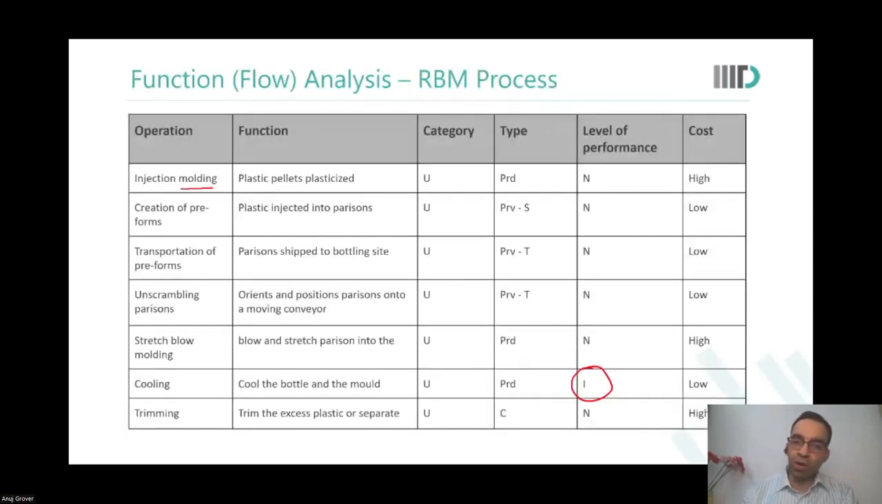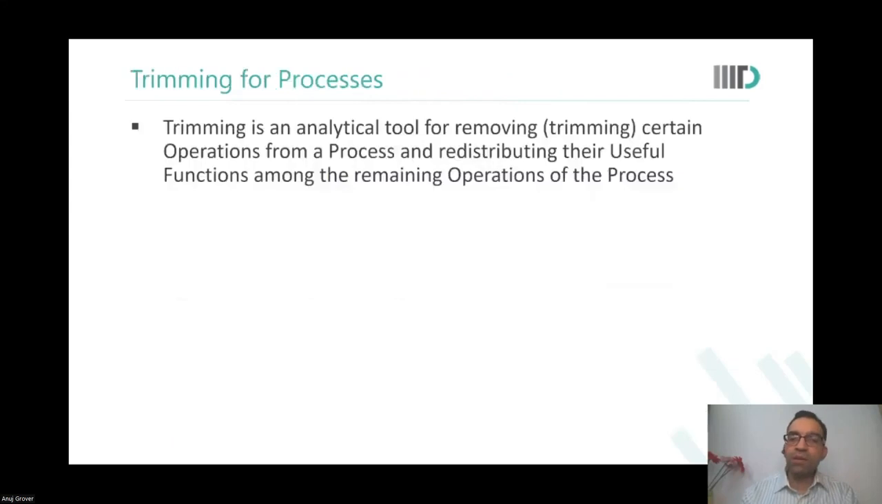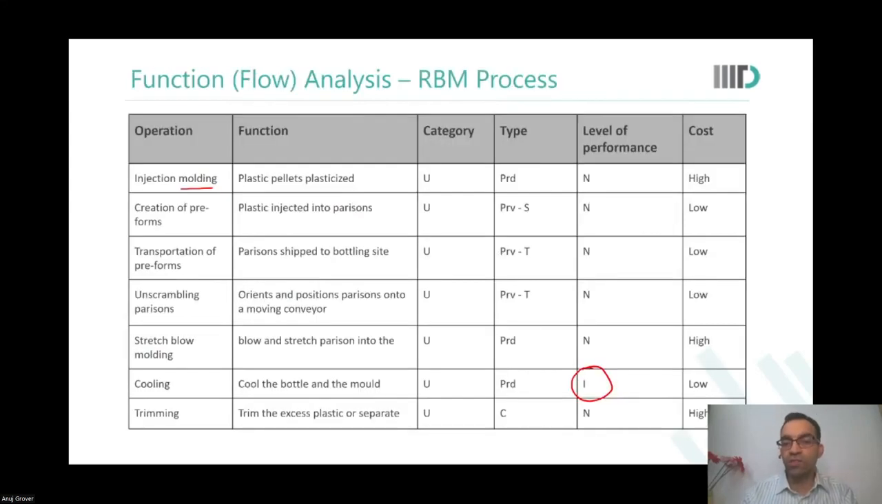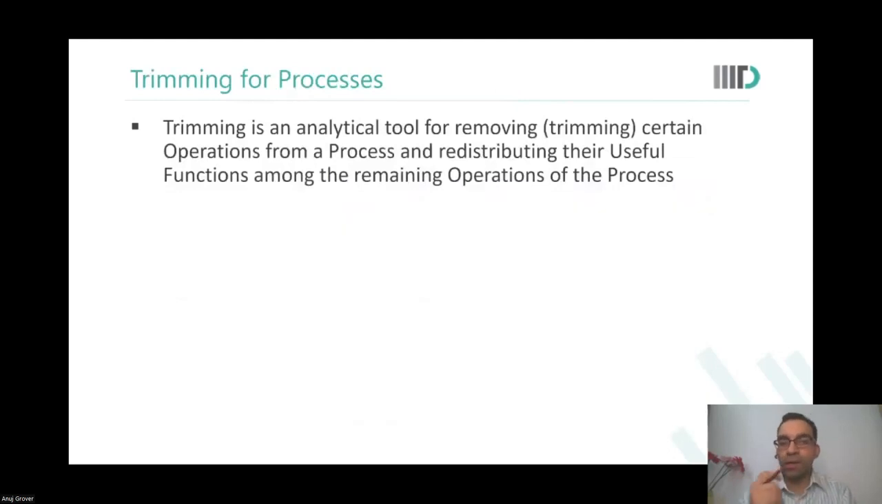Once we have this kind of a model, then we look at trimming, where we say, okay, which functions from over here can be removed so that the overall cost of the system, overall efficiency of the process improves significantly. Again, the important thing is that you redistribute useful functions of the operations amongst remaining operations.